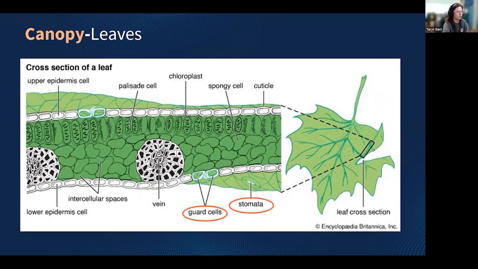And then we have guard cells and stomata. So the guard cells are collections of two cells which can become turgid or flaccid to open or close a small space in the leaf surface, which allows for gas exchange. And that small space is the stomata.